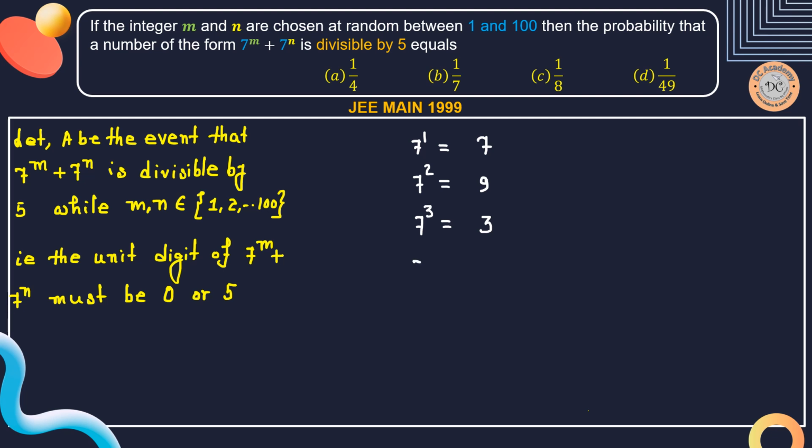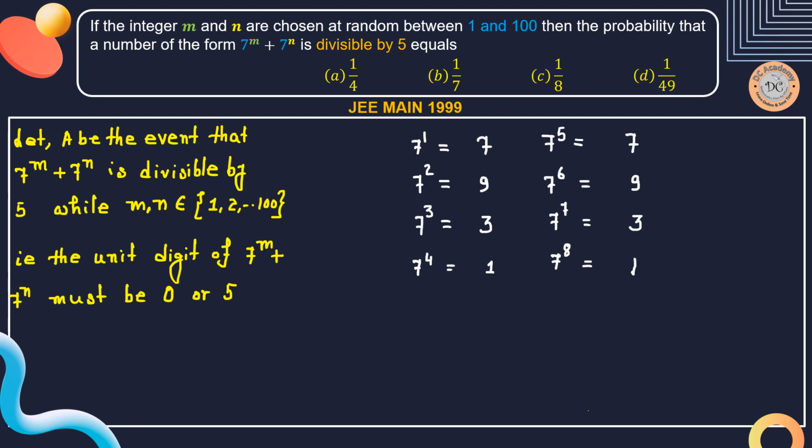And if I write 7 to the power 4, the unit digit is 1. If I go ahead and write 7 to the power 5, what happens? I multiply that unit digit 1 by 7, and again the unit digit is 7. For 7 to the power 6, the unit digit is again 9. For 7 to the power 7, the unit digit will be 3, and obviously for 7 to the power 8, the unit digit comes back to 1. And the same thing will continue, which we can observe.